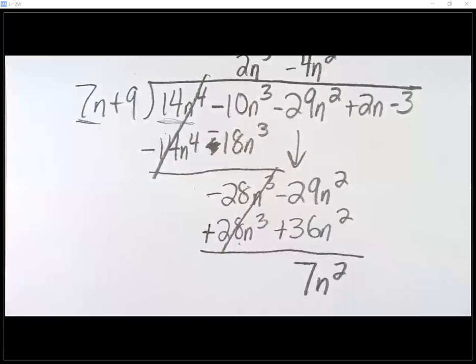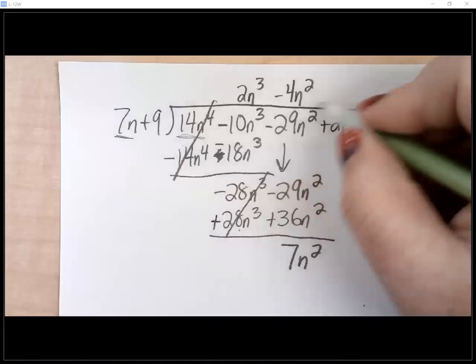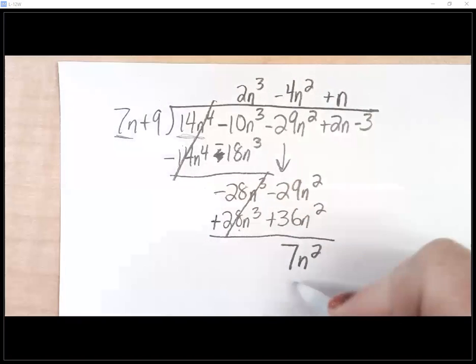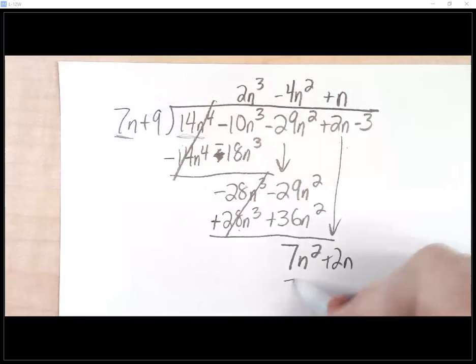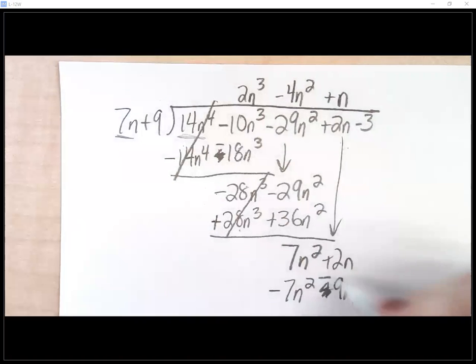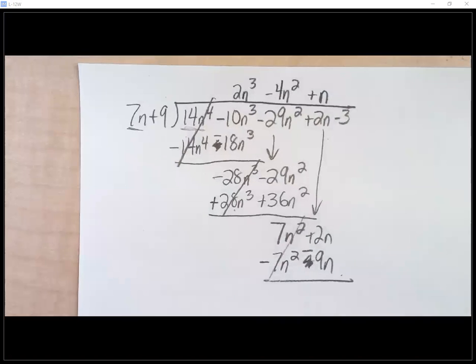What's going to go up top now? Yes, n, because I already have the 7, so let's put a plus n up top. Oh, I forgot to bring down my 2n. Sorry. Multiply to get 7n squared plus 9n. Subtract the whole line, so you're now a minus. First terms cancel. Isn't math so nice that it self-checks you as you go? You never get that anywhere else.